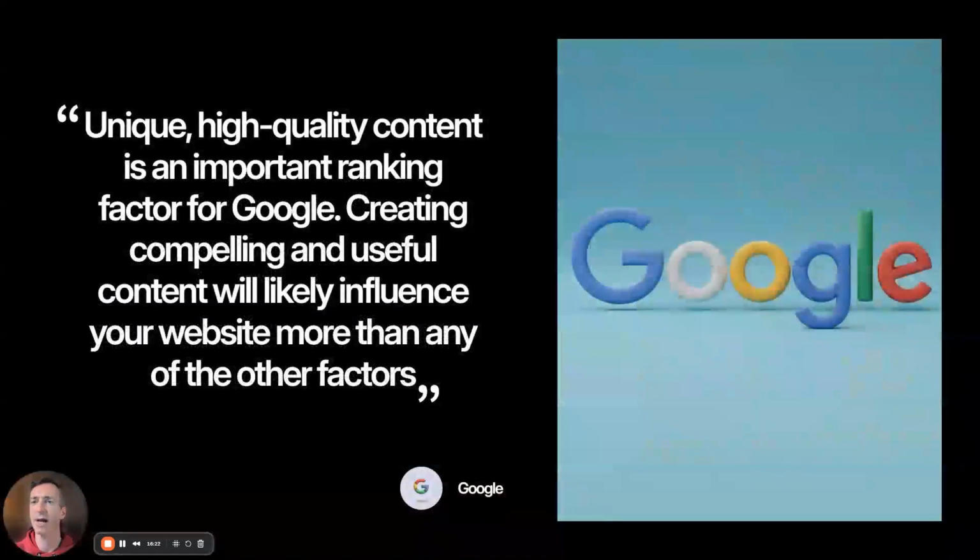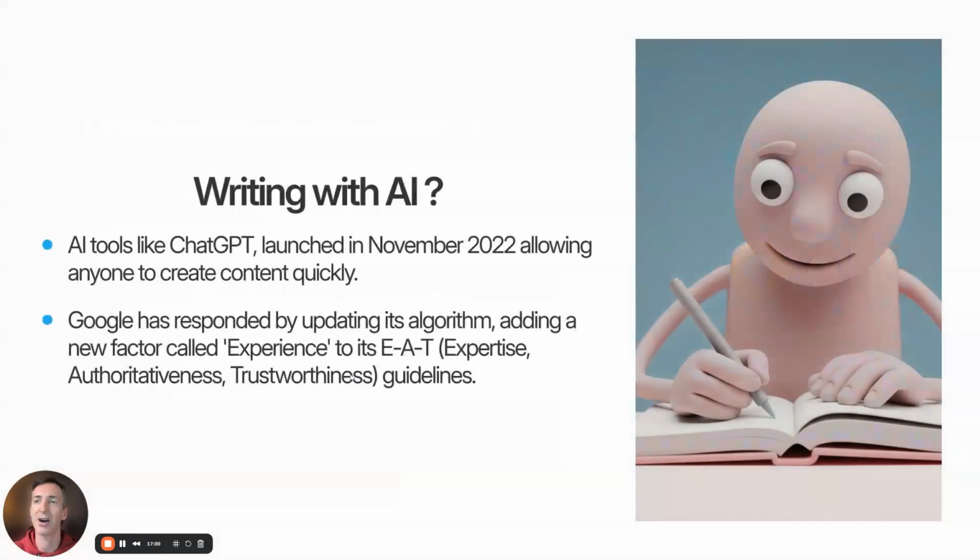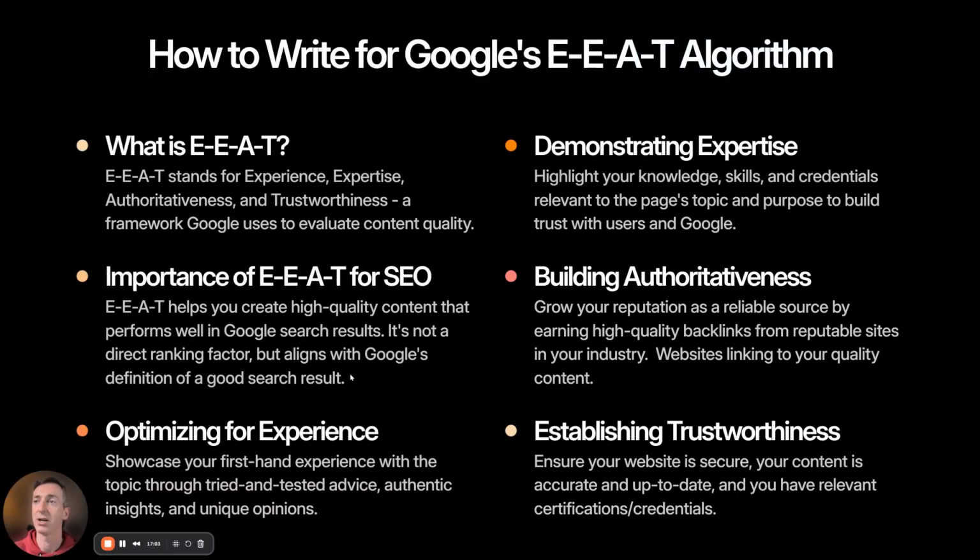And I'll just go back. Creating compelling and useful content will likely influence your website more than any other factor. And it is one of the ways Google decides if it's quality content. If it has that EEAT box ticked, it will be decided that it's quality content, or more likely to be quality because it's not written by AI. And that is a big bonus point when it comes to ranking higher. And Google even says high quality content will influence your website more than any other factors.